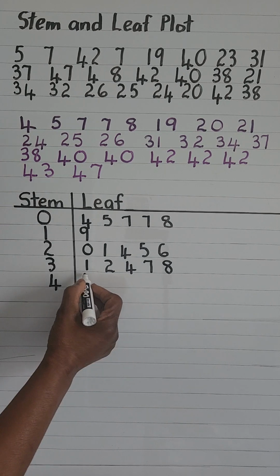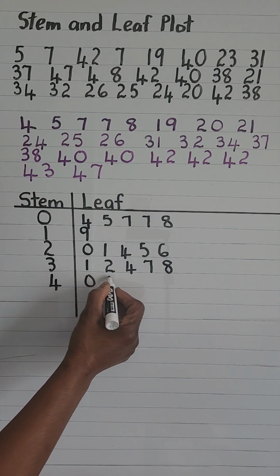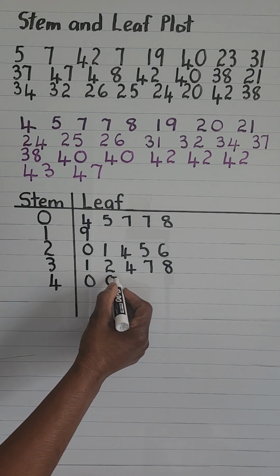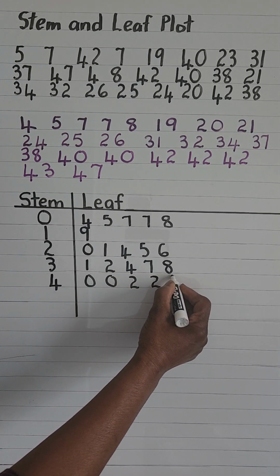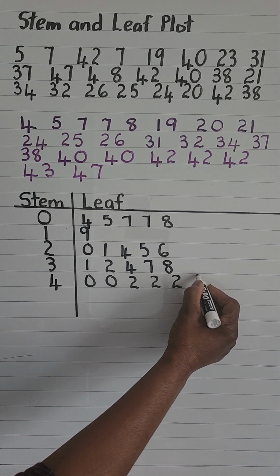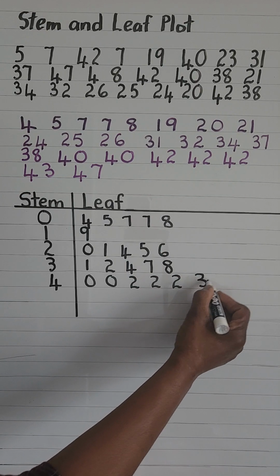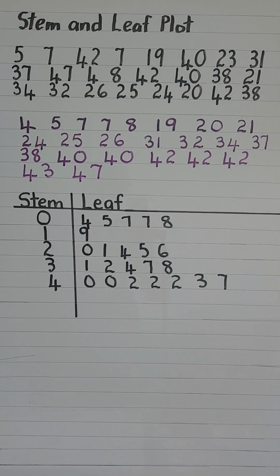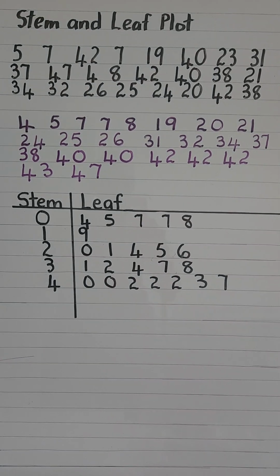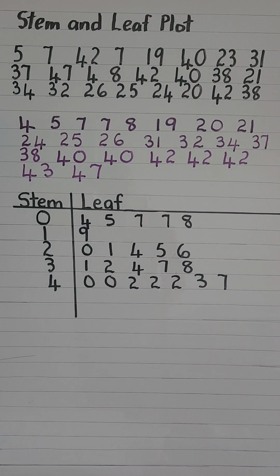And the 40s, we have a 40. We have another 40. We have a 42, 42, 42. 43 and 47. And that's it. That is how you make a stem and leaf plot from a set of data.